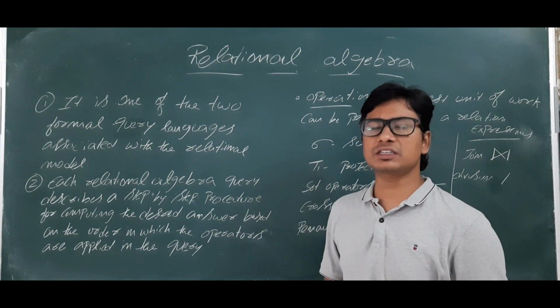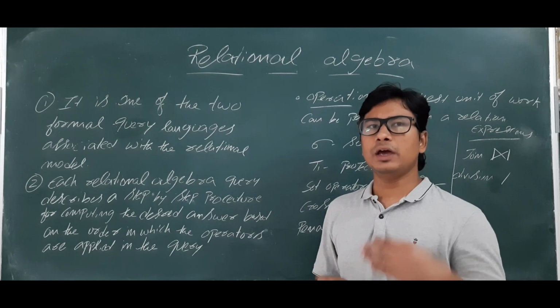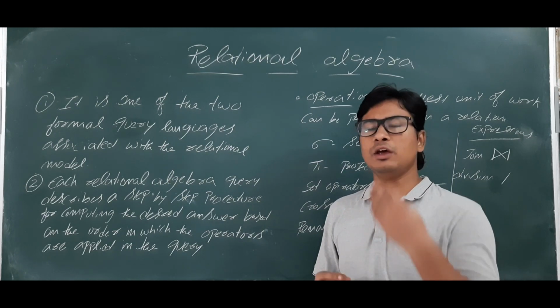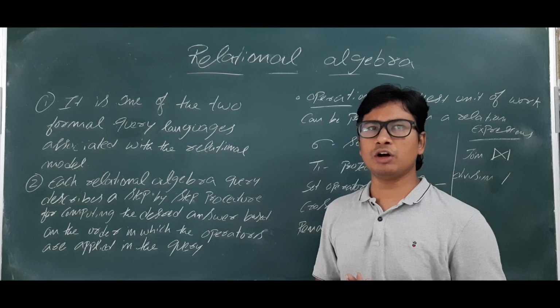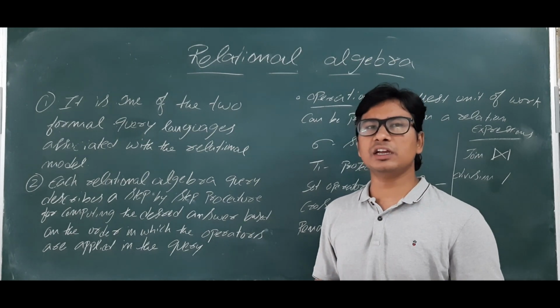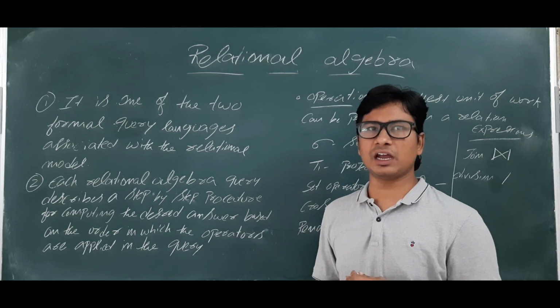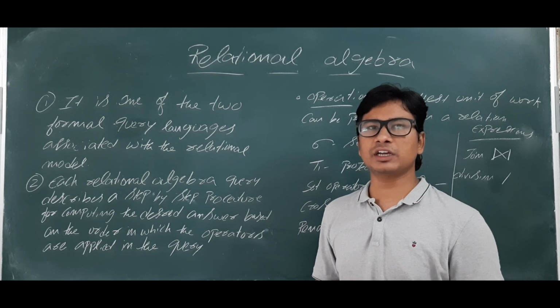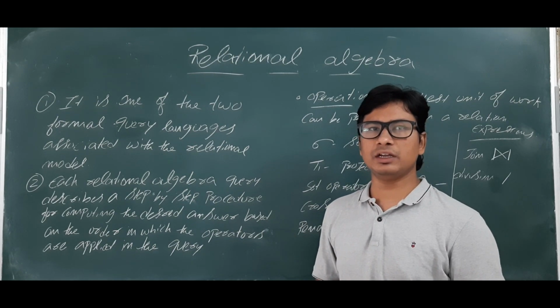So today we will discuss relational algebra, what operators there are, and why it is called a procedural language. Then we will go to relational calculus. In relational calculus, we have two types: one is tuple relational calculus and the other is domain relational calculus.